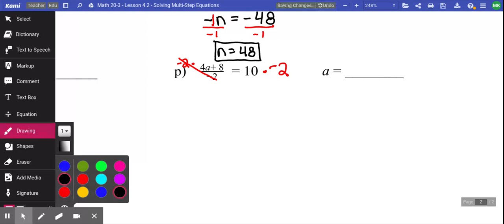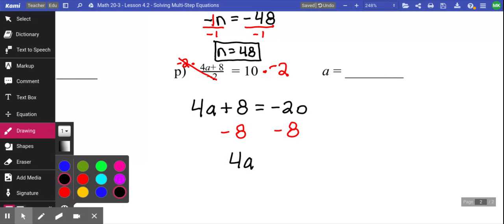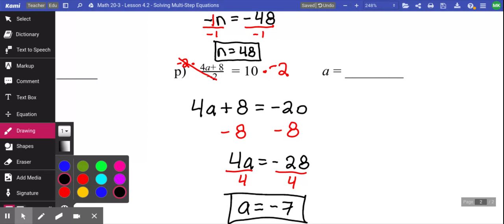After I move something, I rewrite it out. So I'm left with 4a plus 8 equals -20. And then I can start to move the 8 because the fraction is now gone. So I subtract 8 from both sides. That gives me 4a equals -28. And then I divide both sides by 4, giving me a equals -7. Wonderful.